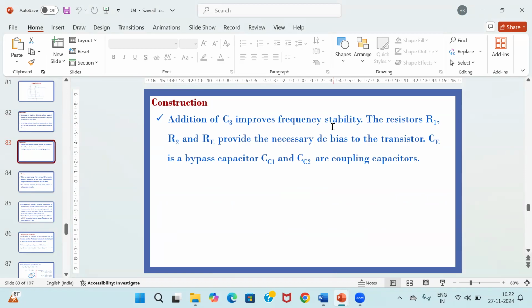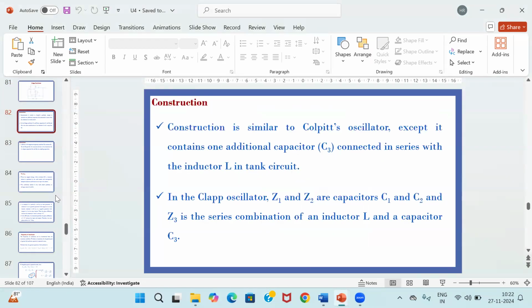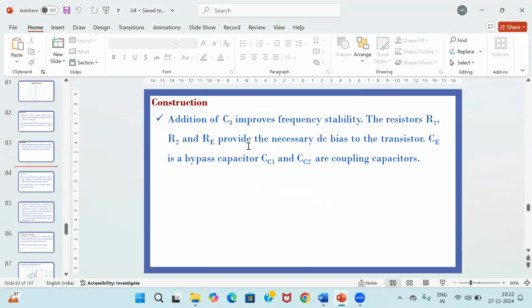The resistors R1, R2 and RE in the circuit: R1 and R2 are the voltage divider biasing resistors, and along with RE they are used for DC bias. That is what I explained here. They provide the necessary DC bias to the transistor. CE is the bypass capacitor, CC1 and CC2 are the coupling capacitors, so that you know already.